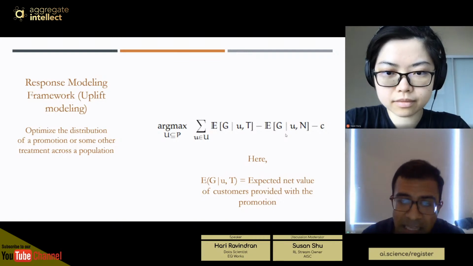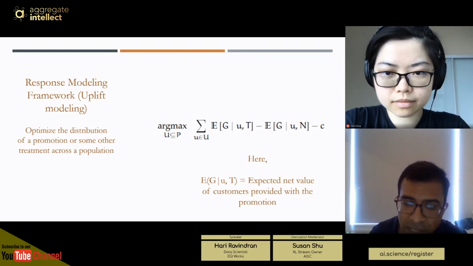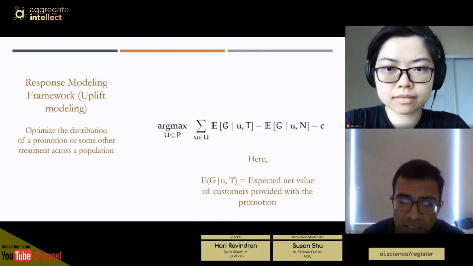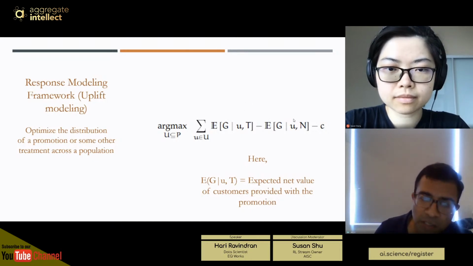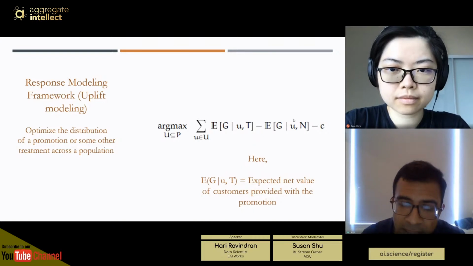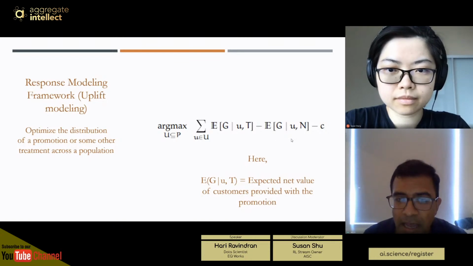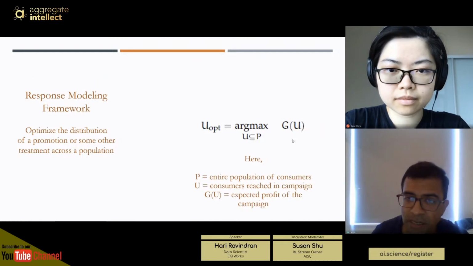As you can see from the definition, the first term refers to the expected net value provided by these customers when targeted with a promotion or advertisement. The second term refers to the expected value of the customer when they are not targeted with a promotion or advertising campaign. So this quantity within the sum is capturing the expected net value when compared with the baseline. This is something that wasn't present in the previous mathematical formulation.